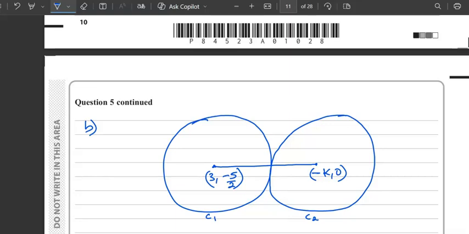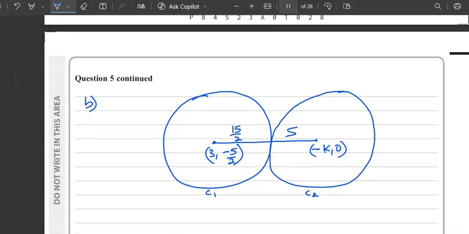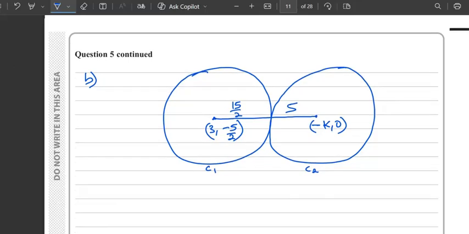And remember, we are given both radii: 15 over 2 as the radius of circle C1, and 5 as the radius of circle C2. Now the question wants us to get the value of k, and remember k is a positive constant. So this is what we're going to do. For us to get the value of k, we have to get the distance between the centers of the circles C1 and C2.